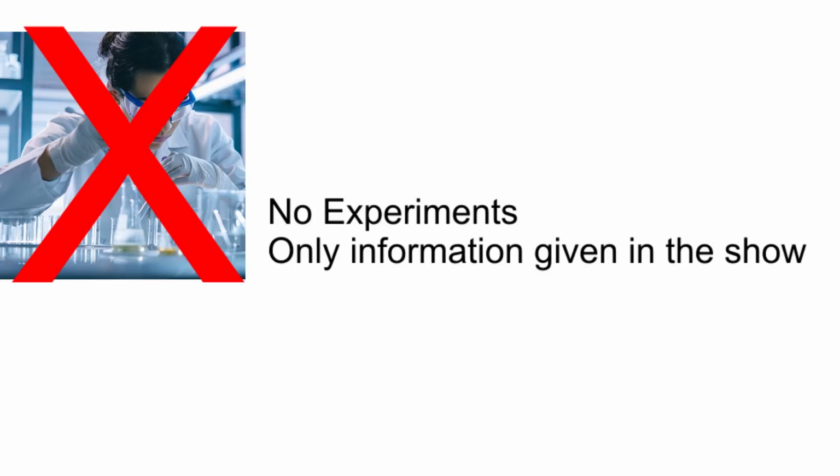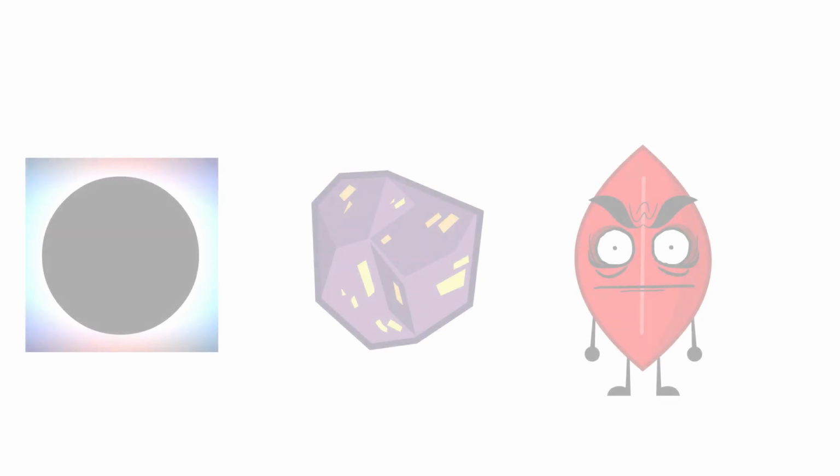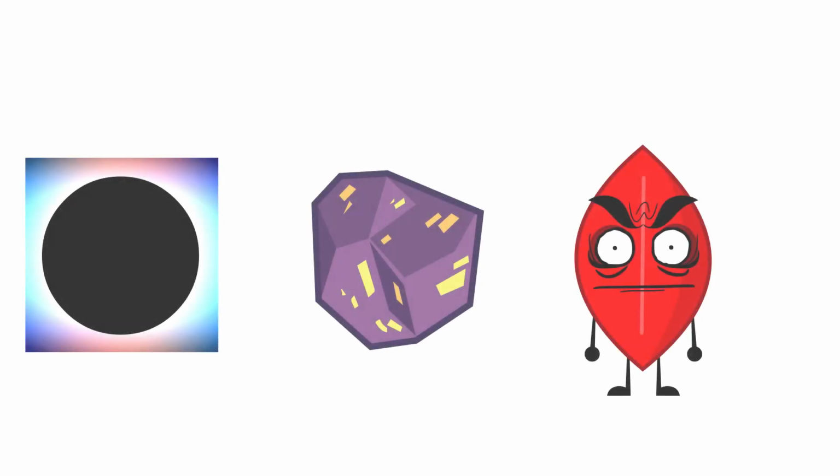In real life science, a hypothesis is tested by doing experiments. But BFDI is a video series, so we can't do any experiments and we can only work with information in the show. I will also assume that the laws of physics are the same as real life, unless they can't explain something seen in the show. And trust me, there are a lot of things that happen in the show that can't be explained by the laws of physics in real life.